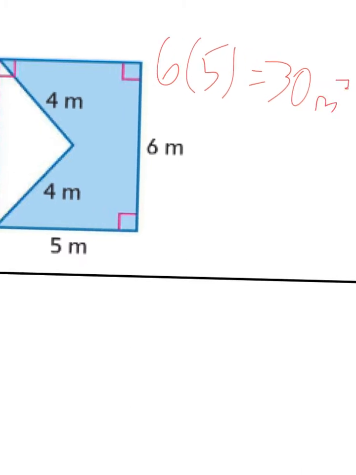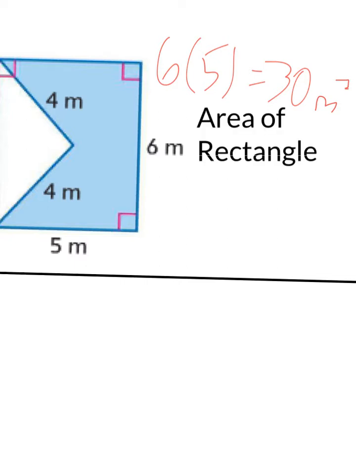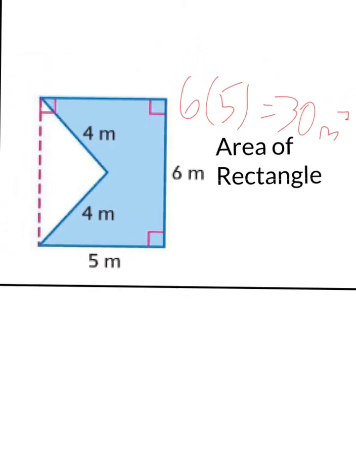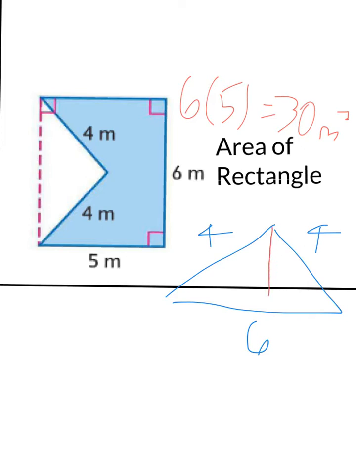All right. And that's my area of my rectangle. Okay, the next thing I need to figure out is my area of the triangle. So let's see here. If I were to redraw this triangle, I have 4 here, 4 there, and then I know this is going to be 6. The area of a triangle is 1/2 base times height. I don't know my height. I need to figure this out.